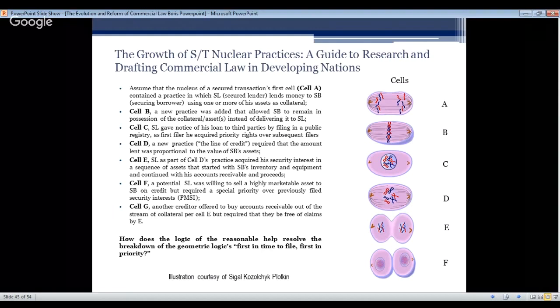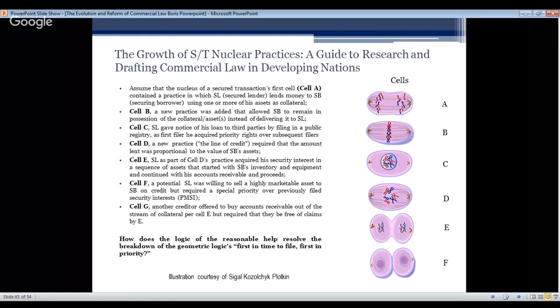So in cell B, the practice that was added was the fact that the debtor can remain in possession of the collateral and thereby be in a position to best repay his loan. It could coexist with the practice of retaining possession or the practice of transferring the possession to the creditor.